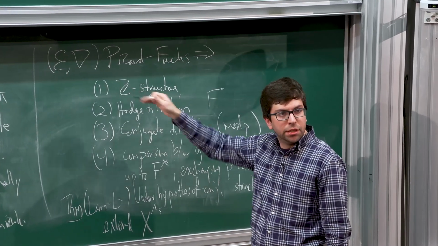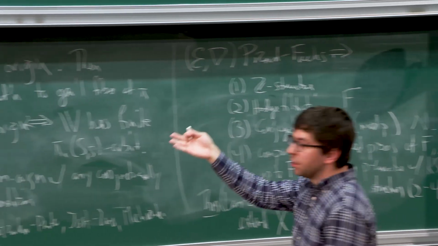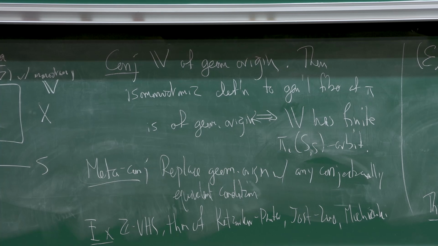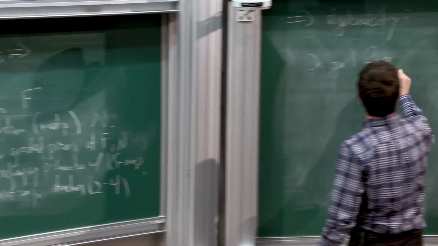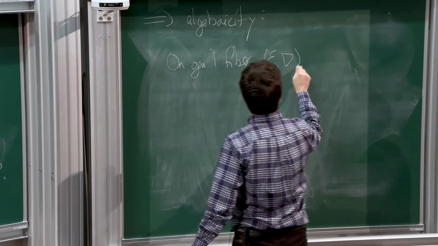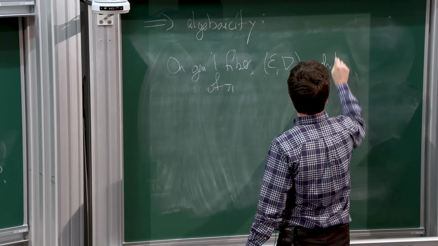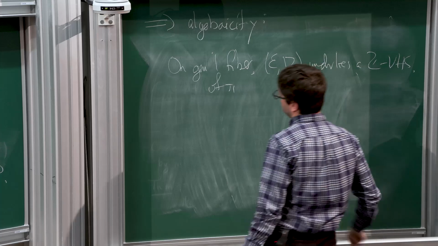Well, this Z structure extends to any fiber for free. So what we've really shown is that on a general fiber of pi, this local system underlies a Z variation of Hodge structure. So on a general fiber of pi, E nabla underlies a Z VHS. So what does this imply?